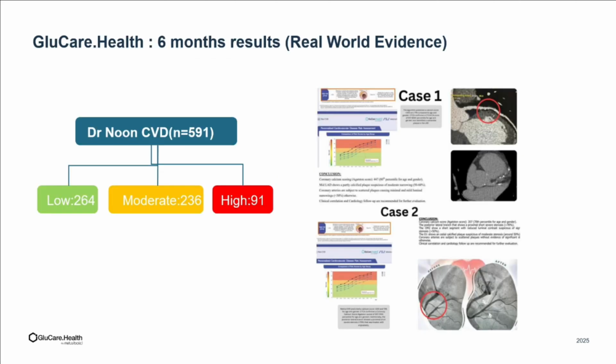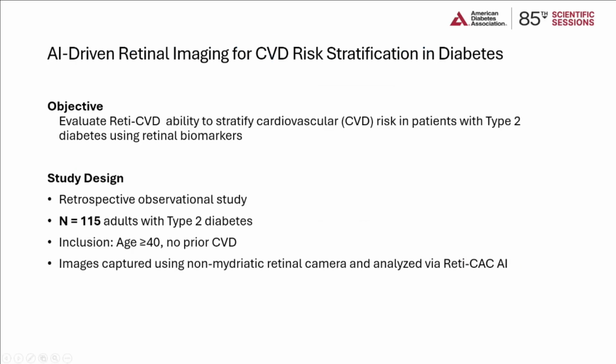This is the data from 6 months using the AI, and we identified 264 patients in low risk, 236 moderate risk, and 91 patients in high risk. Dr. Idalis will present this study in Madrid, I believe at the European conference. For ADA, what we brought is AI in patients with type 2 diabetes.